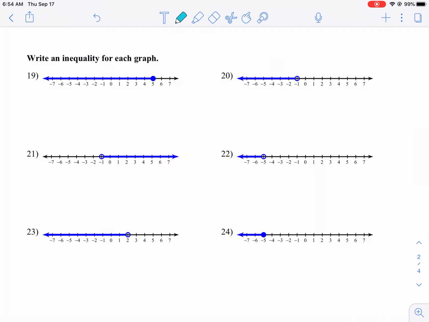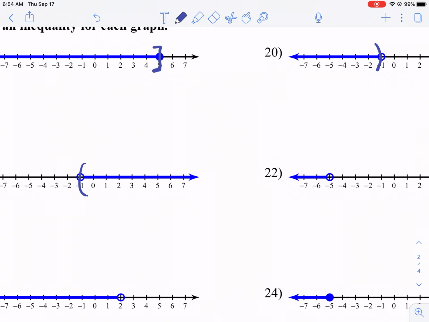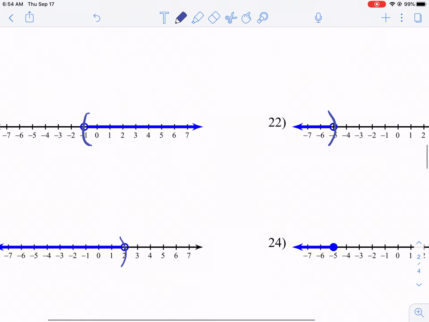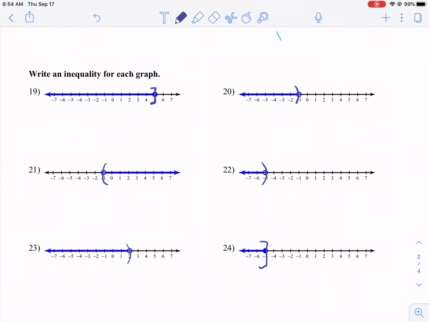So these ones don't have the parentheses. Let me go ahead and put in brackets, let me go ahead and do that for you. Okay, so there we go. That one's fixed, fixed, fixed, fixed, and fixed. These are good problems to practice.